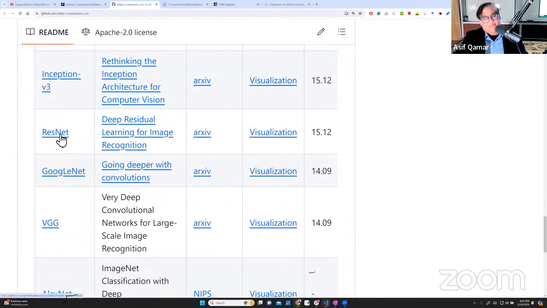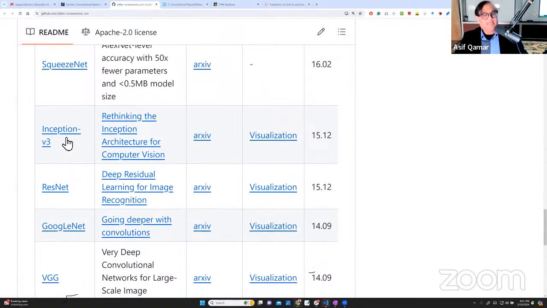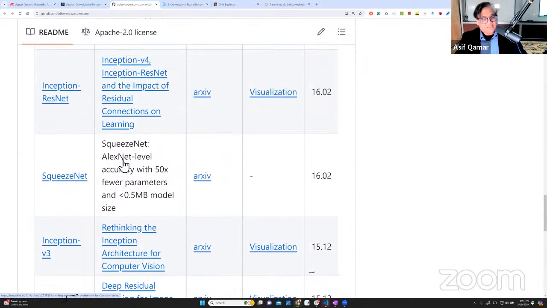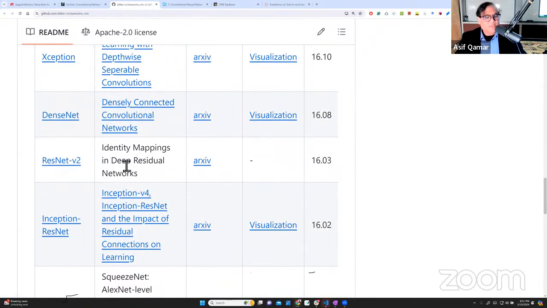VGGNet, ResNet came right after that. So these are classics. These are great architectures. Do we still use them today? Are they forgotten? We use them very much today. So these are architectures, and how deep you want to go down the rabbit hole depends on you.